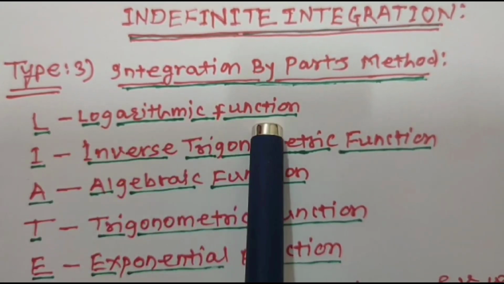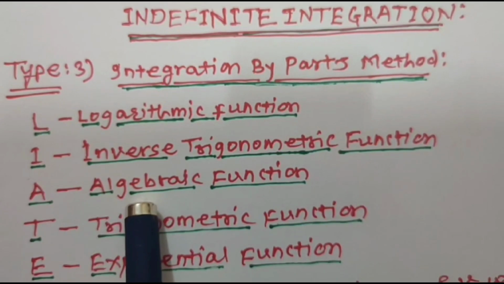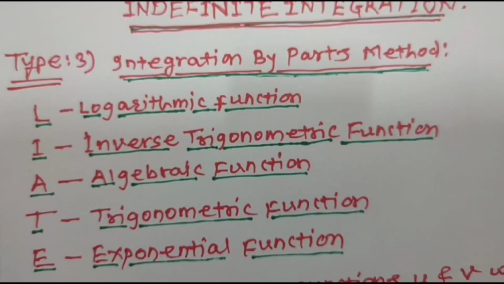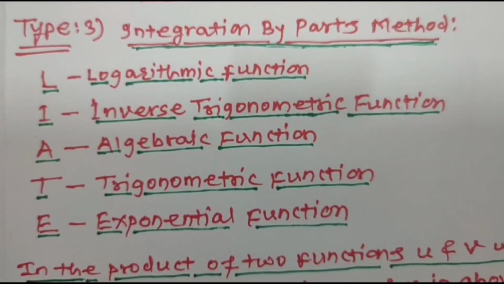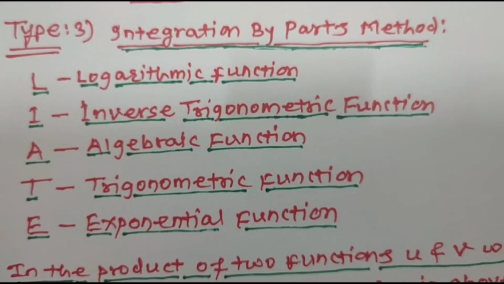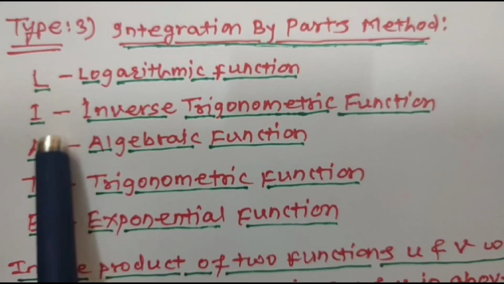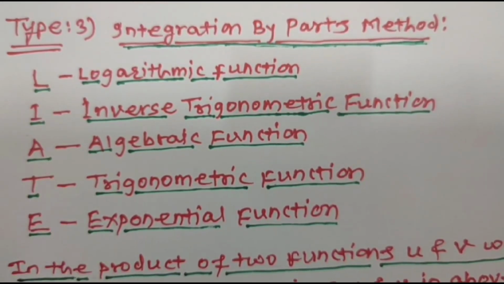L means logarithmic function, I means inverse trigonometric function, A means algebraic function, T means trigonometric function and E means exponential function. This by parts method we have to apply whenever we have to find the integral of a product of two different functions, and those functions will be from these: logarithmic, inverse trigonometric, algebraic, trigonometric and exponential.